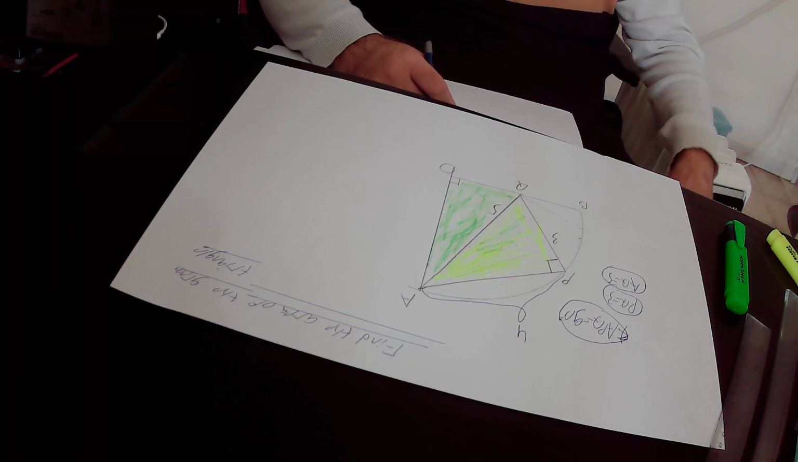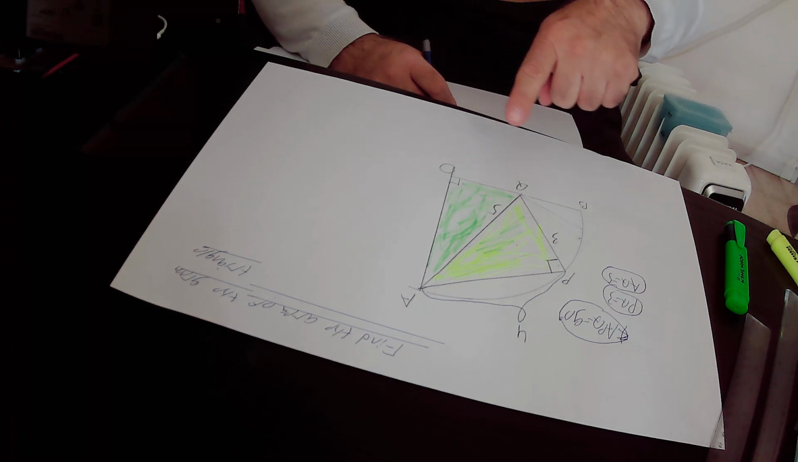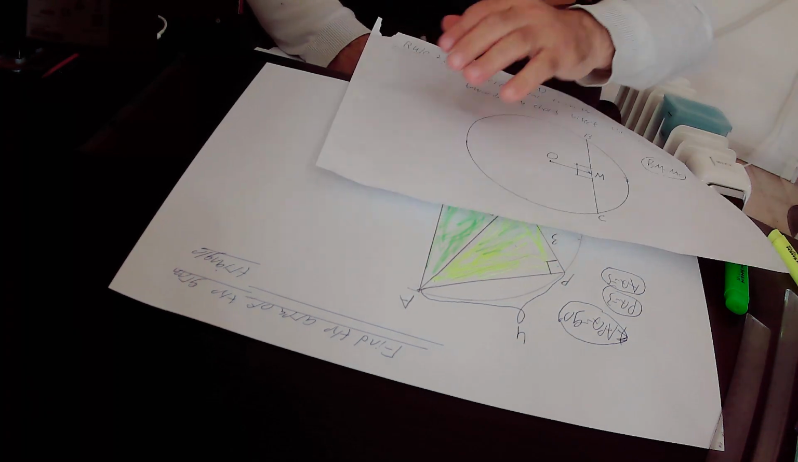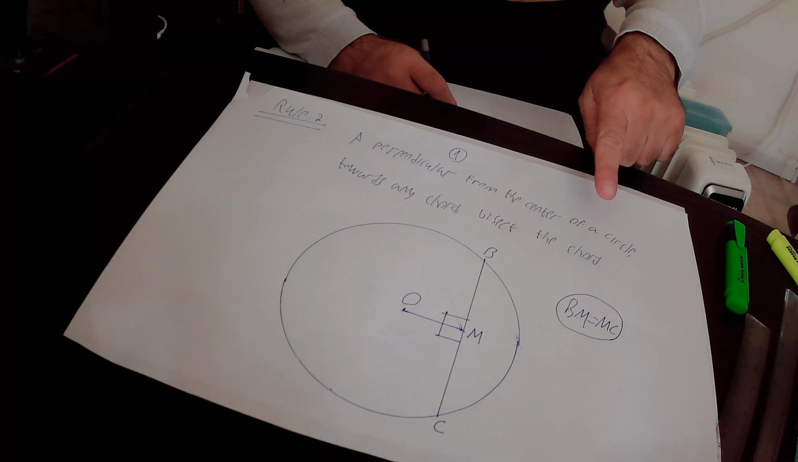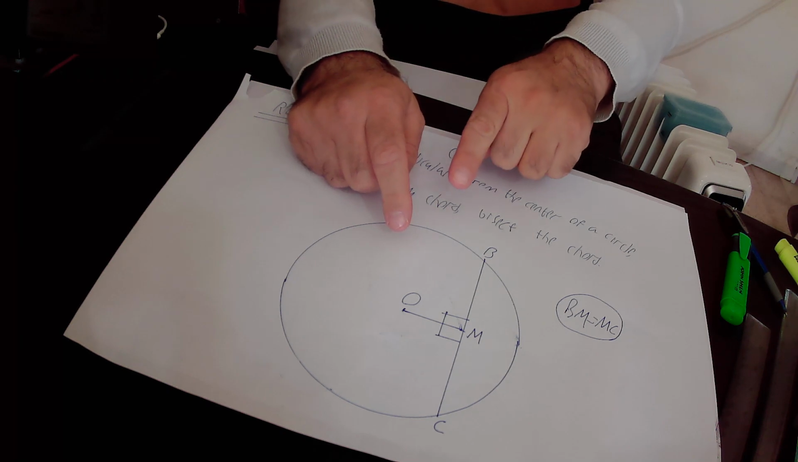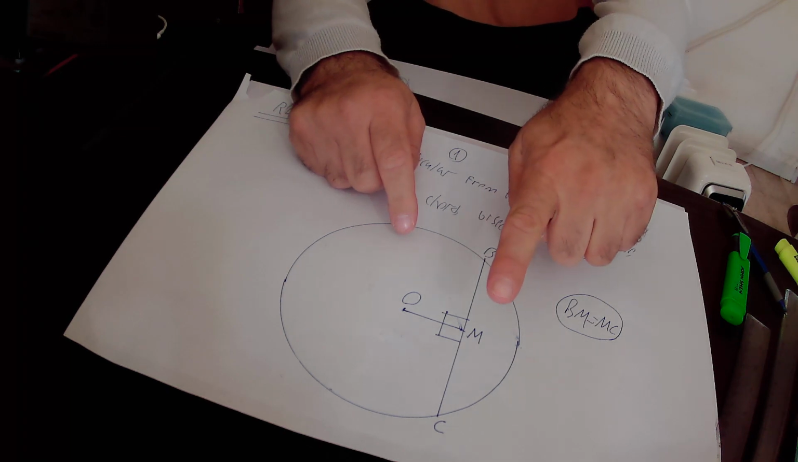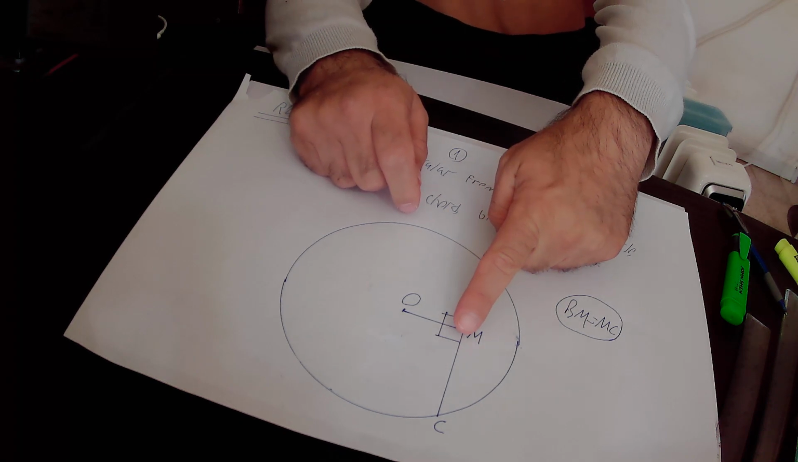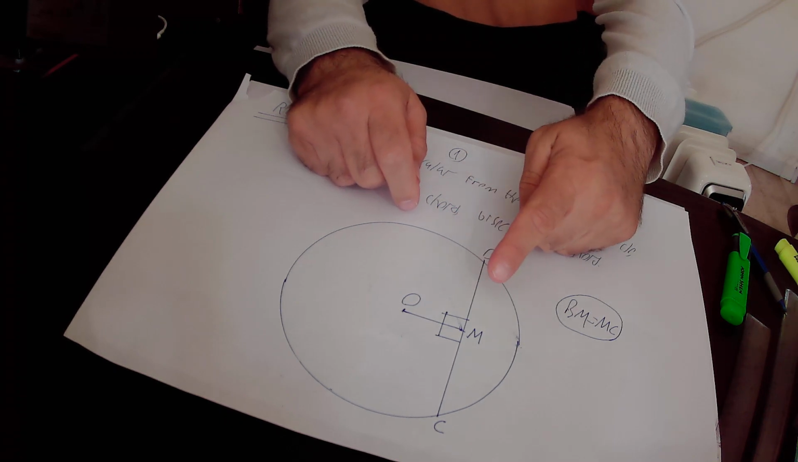According to rule number 2, the perpendicular from the center of the circle towards any chord bisects the chord. Repeat again, the center of the circle is at point O here. If from point O we draw a perpendicular on chord BC, which could be any chord, this angle equals 90 degrees and this angle equals 90 degrees according to our construction. We define the touching point of the perpendicular from point O and BC as M.